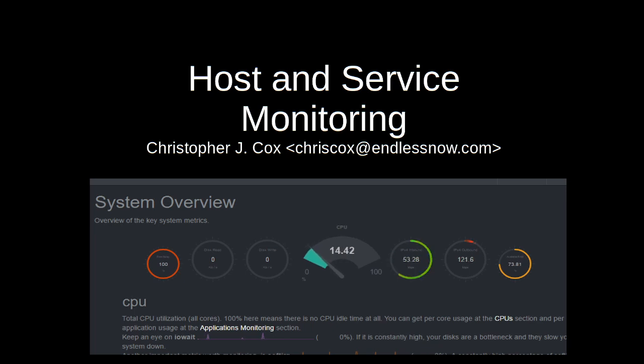Okay, this presentation is about Checkmk and Netdata and host and service monitoring.